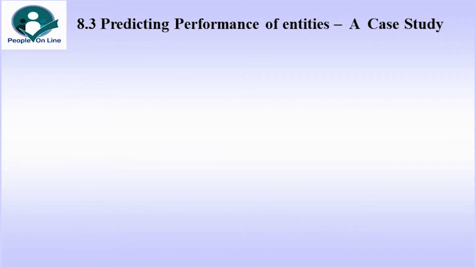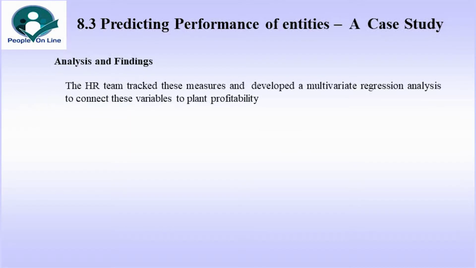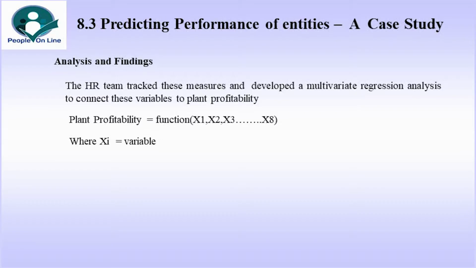Analysis and findings. The HR team tracked these measures and developed a multivariate regression analysis to connect these variables to plant profitability. Plant profitability was a function of x1, x2, x3 going right up to x8, and where of course xi would be the independent variable. So the equation acquired a form: y is equal to ax1 plus bx2 plus cx3 plus dx4 going up to hx8 and ending with a constant.